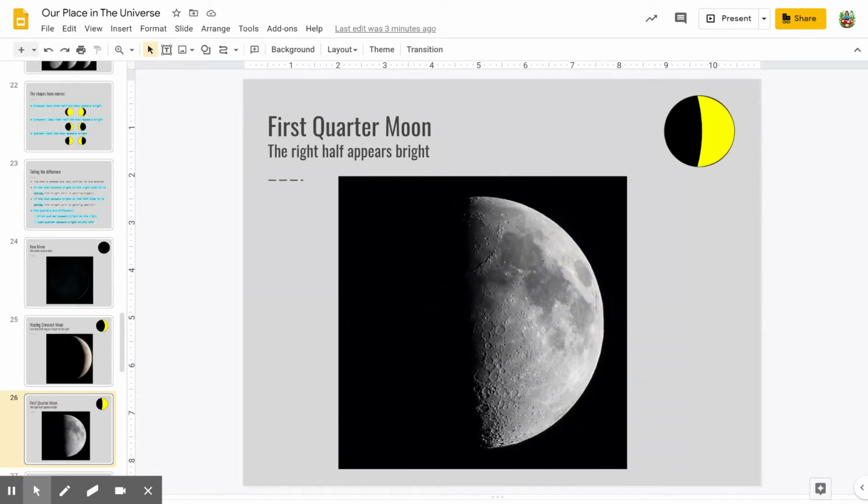The next moon phase is a first quarter moon. The right half of the moon appears bright. So if we were looking at a first quarter moon, this picture in the middle is what it would look like up in the night sky.